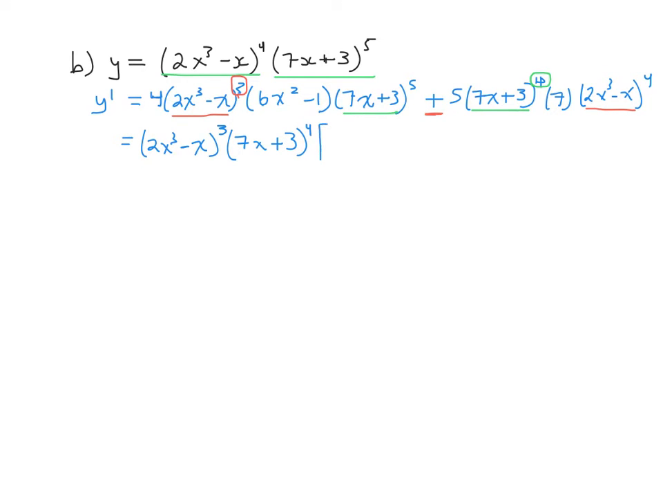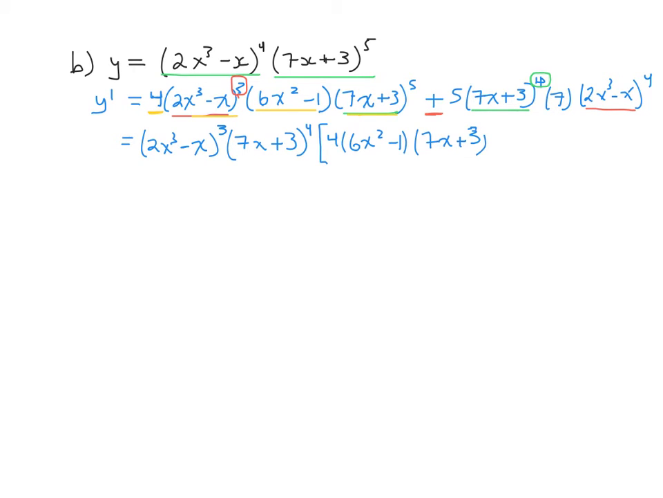Now, I'm going to see what I have left when I divide those two terms by these things. So I'm going to have a 4 left. I don't need any powers of the 2x cubed minus x because I've taken them all out. I need this, and I need one factor of the 7x plus 3. So in here I need a 4. We need the 6x squared minus 1. And we need one power of 7x plus 3 to boost that up to a 5.